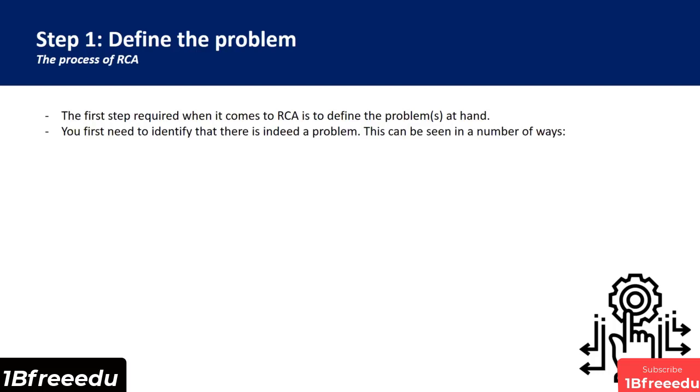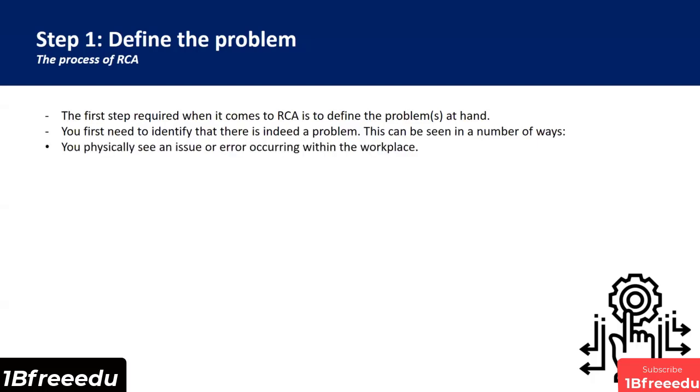So the first thing we need to do is identify, is there actually a problem? Often it can be the case that there may be something that we can physically see and we know it's a problem, but it can also be the case that maybe a team come to us and say, there's an issue within our team, within our processes, can you come and look at this? Either way, we need to identify that there's a problem. So this can be seen in a number of ways.